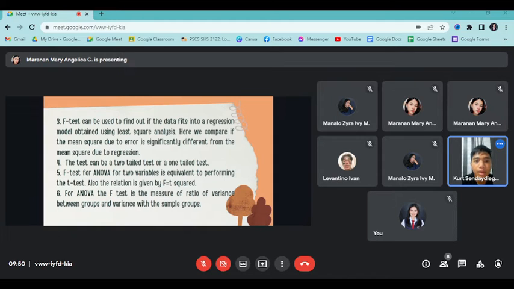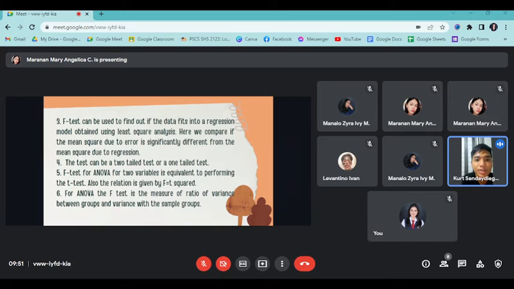Number 5. F-test for ANOVA for two variables is equivalent to performing the t-test. Also, the relation is given by F is equal to t squared. ANOVA uses the F-test to determine whether the variability between group means is larger than the variability of the observations within the groups. If the ratio is sufficiently large, you can conclude that not all the means are equal.